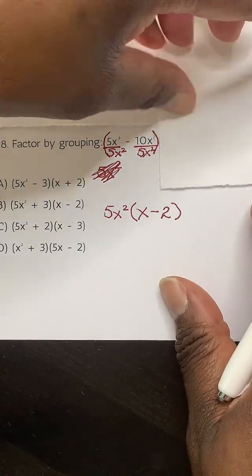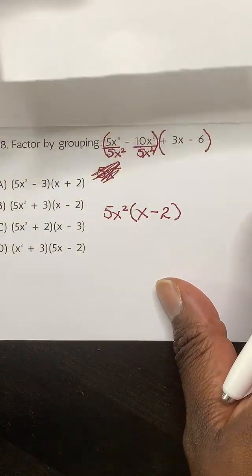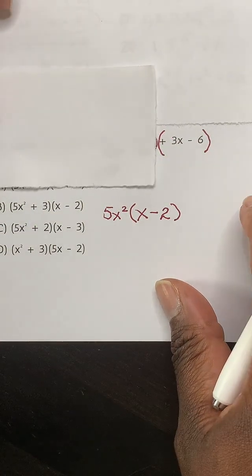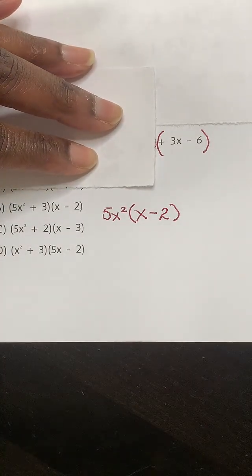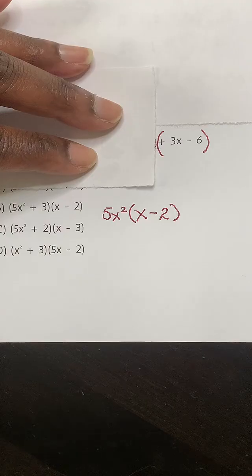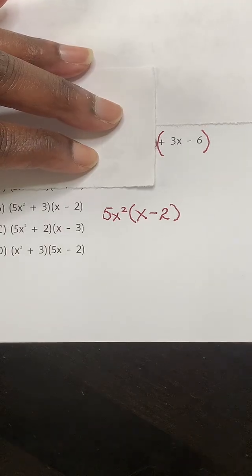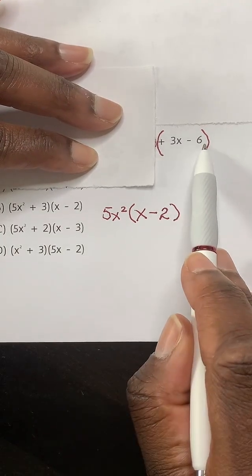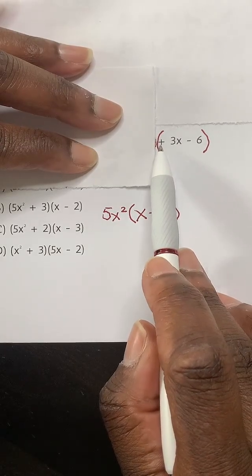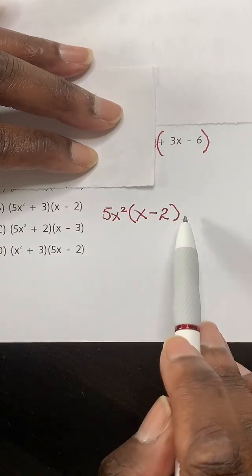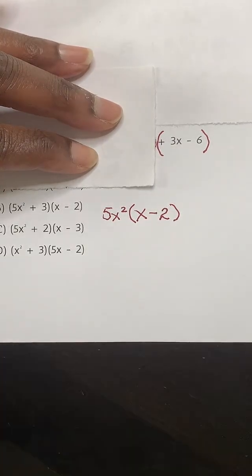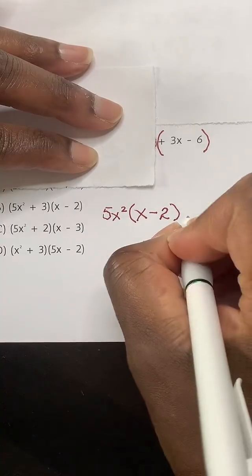So now we're going to talk about the second parenthesis. Taking a look, the first term is going to be positive. So anytime you see this sign, that sign is going to come straight on down. And I'm going to use a different color so you can see it better.